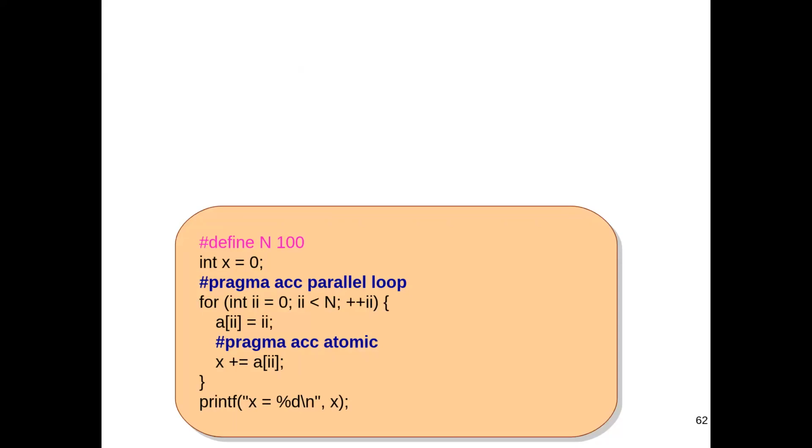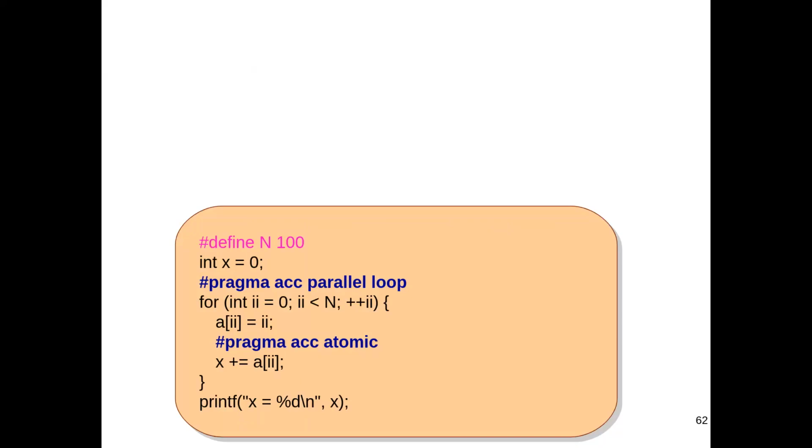This means that there is a data race across these two statements. Currently, the data race is only with respect to the reading and writing of x in the statement x plus equal to a of I, which we are guarding using atomic. But if I am writing to a of I and reading from a of I minus 1, the data race exists between the thread I minus 1, which writes a of I minus 1, and the thread I which is reading that value. Can I not apply pragma ACC atomic to these two statements together?